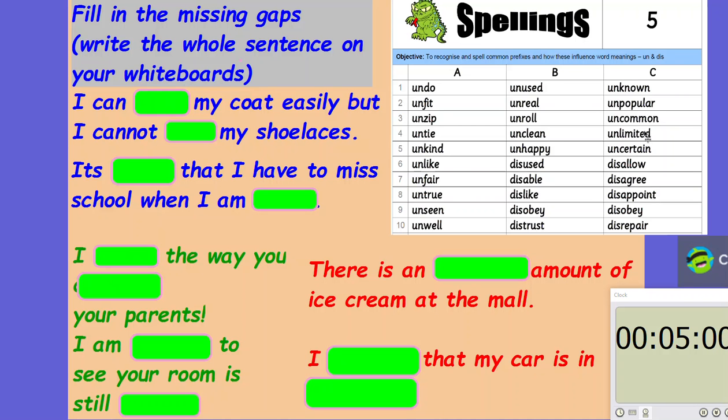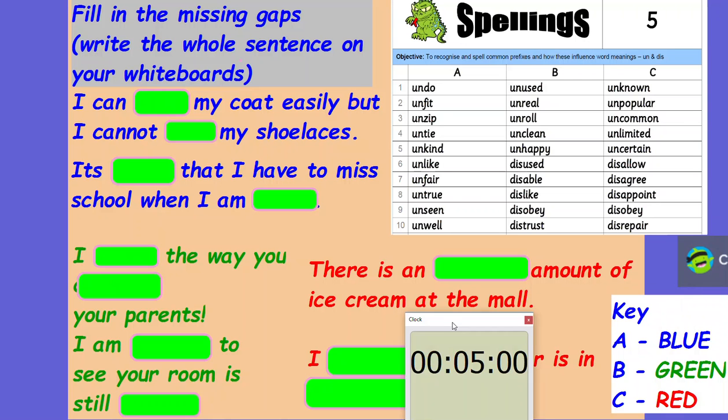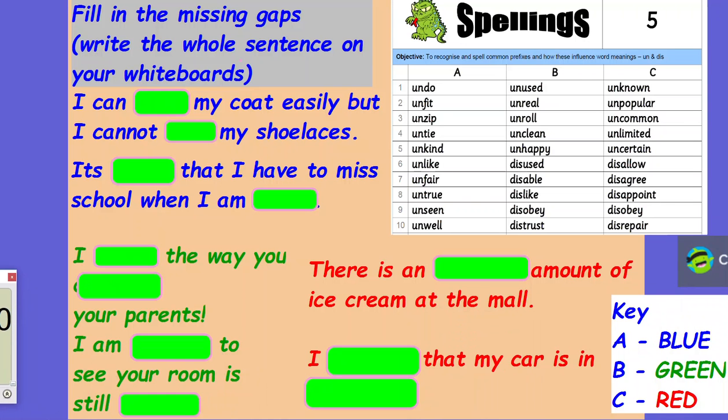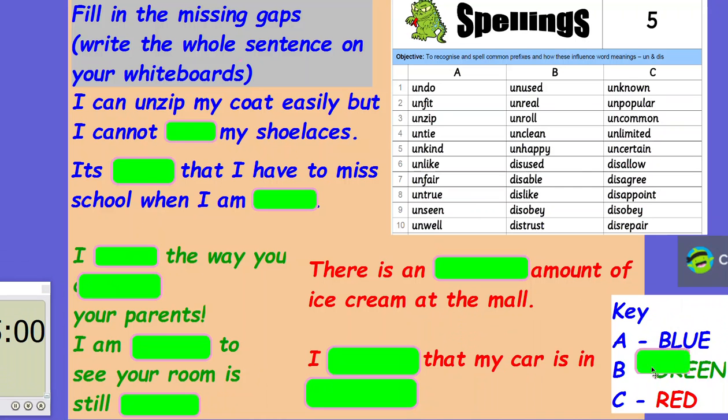Okay, well done, everybody. I hope you managed to at least complete your 2 sentences, and I hope some of you were able to challenge yourselves to write a new sentence. Okay, so let's get the clock out of the way over here now. We can just leave it there. Let's have a look at the first word. So I can unzip my coat easily, but I cannot undo my shoelaces. So that is for group A.